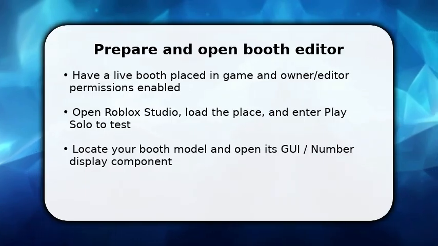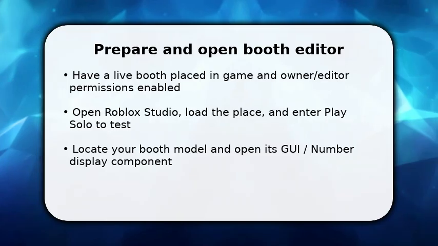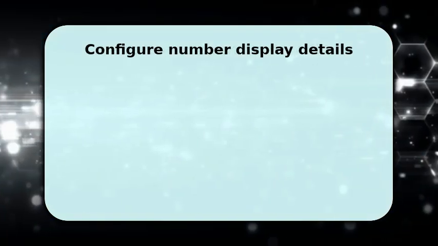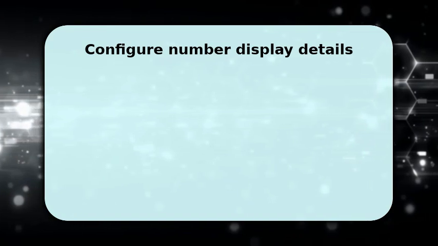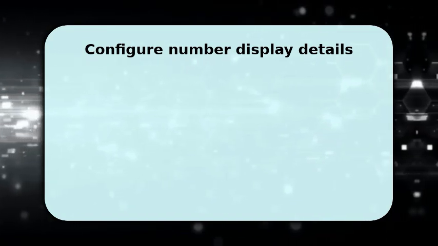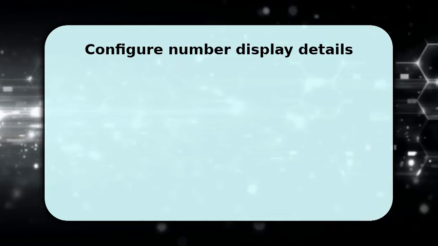Open its Properties panel so you can change the display value, font size, and channel that reports donations. You now set the how and why of the numbers. First, pick the source: cash donations, points, or a custom variable that increments on donation events. Then change font, color, and alignment so the number reads at a glance.